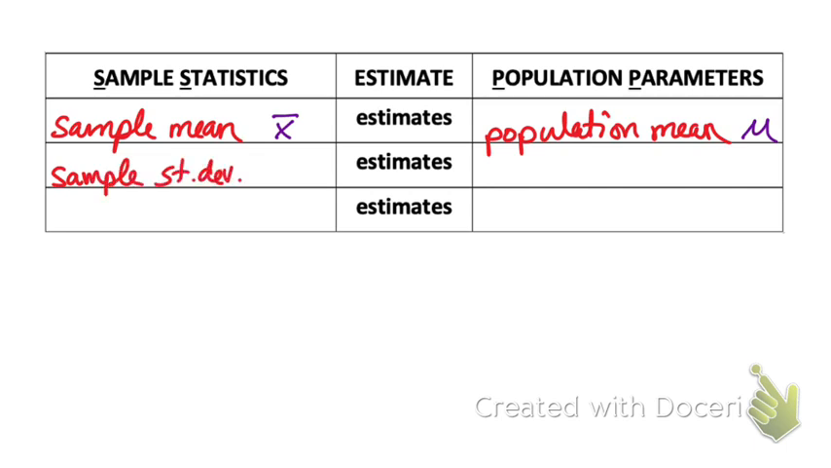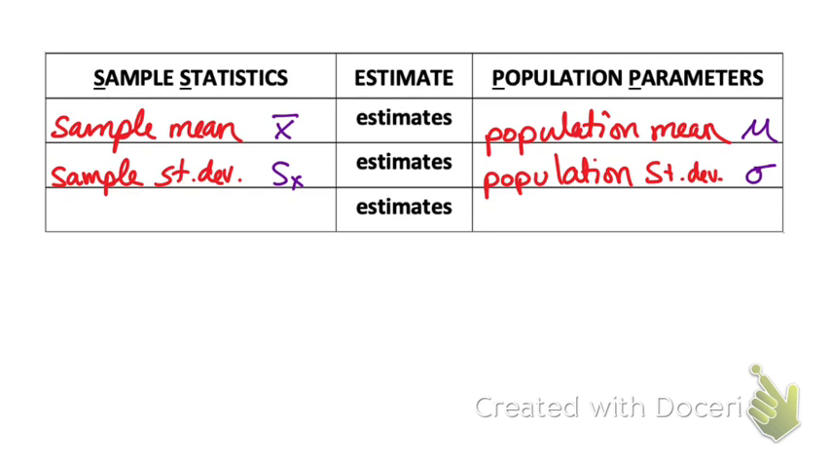Sample standard deviation. You guys have seen the notation for this. What is it? Do you remember it? Sample standard deviation notation. S sub x. Very good. S sub x. Now, that is going to estimate the population standard deviation. We have used this notation interchangeably with S sub x. Sigma. Very good. Sigma.